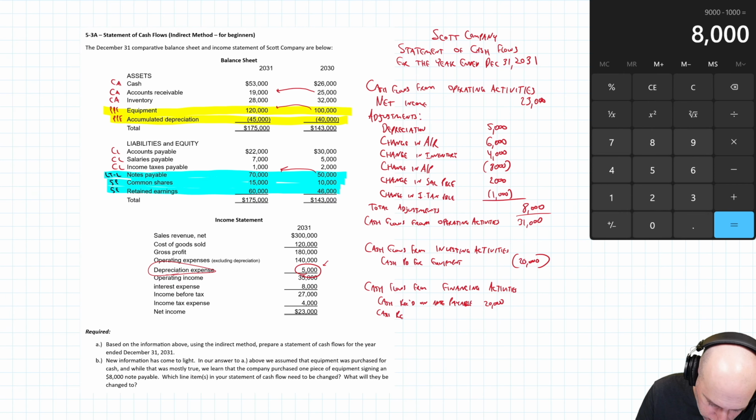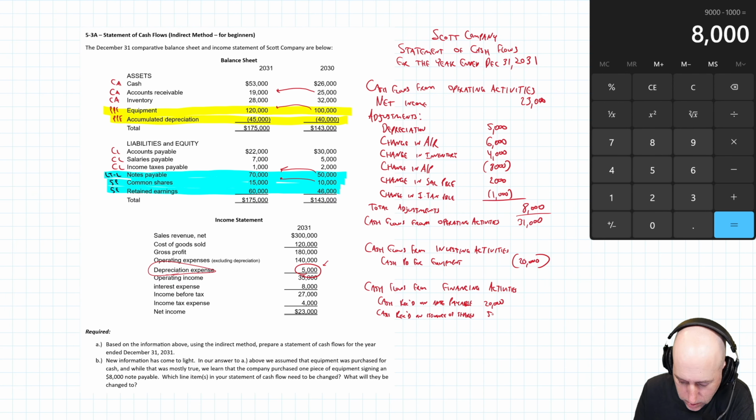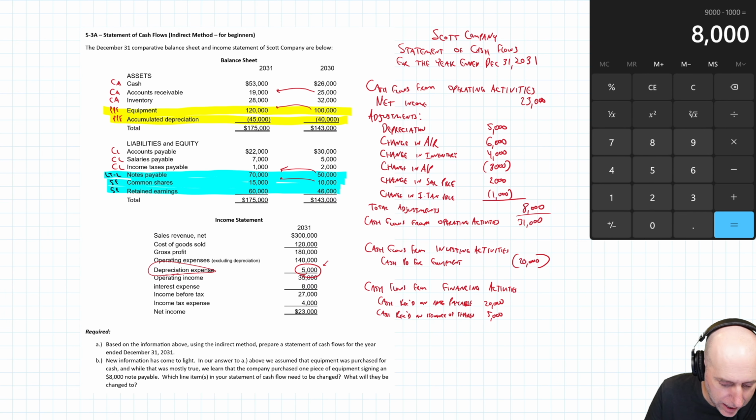Cash received on issuance of shares, common shares. And why is it an issuance? Well, because I have $5,000 more of shares this year than I did last. My equity grew by $5,000, and in the absence of other information, we assume cash changed hands.